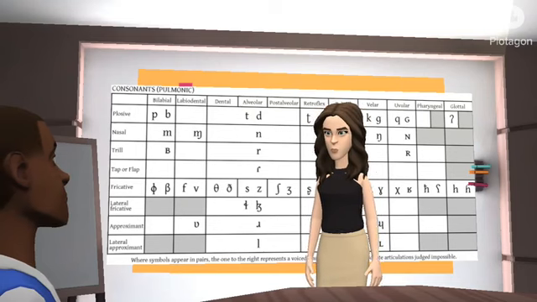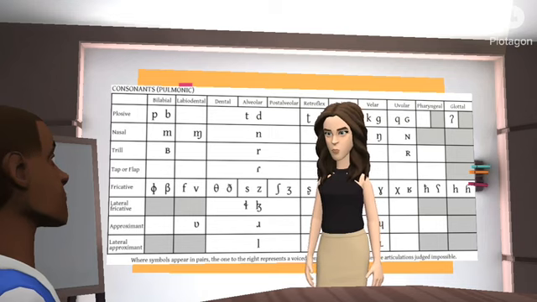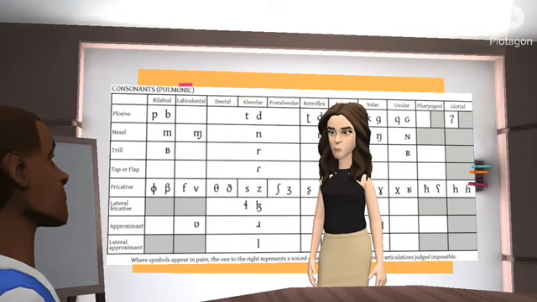Next, velar sound. There are three sounds in velar. Ke sound is velar plosive unvoiced consonant sound. Ga sound is velar plosive voiced consonant sound. Velar means the sound is made with the velum, the soft palate.